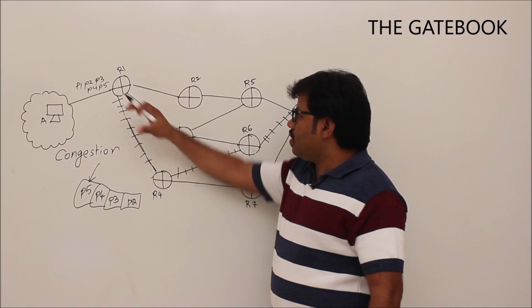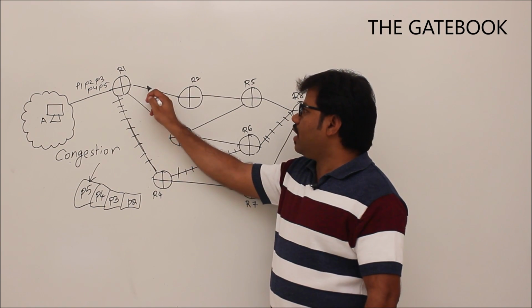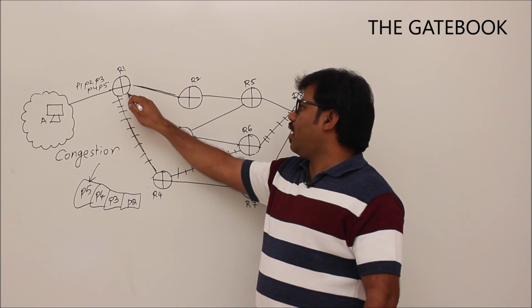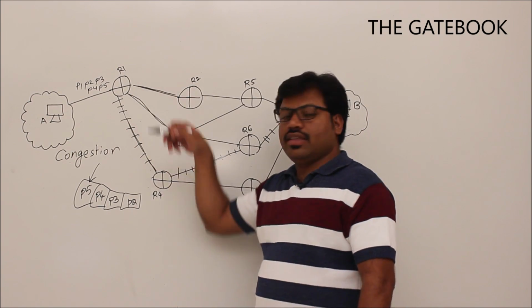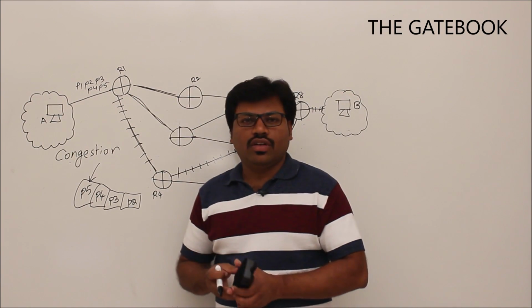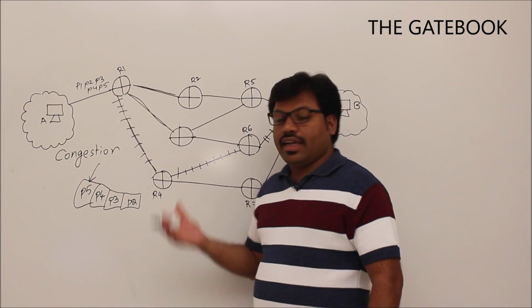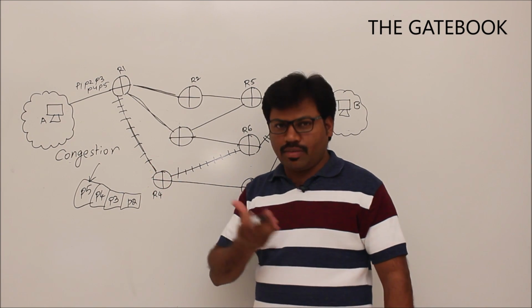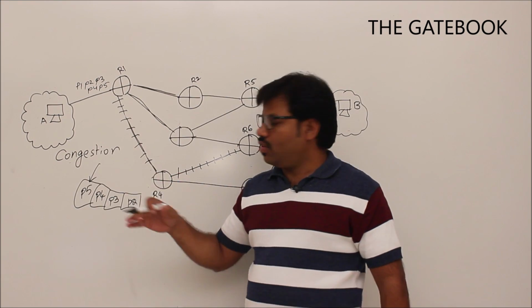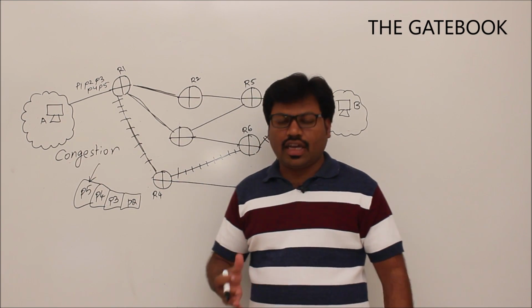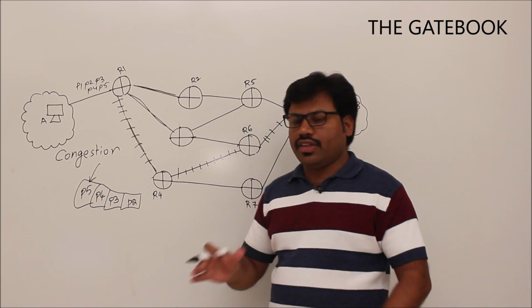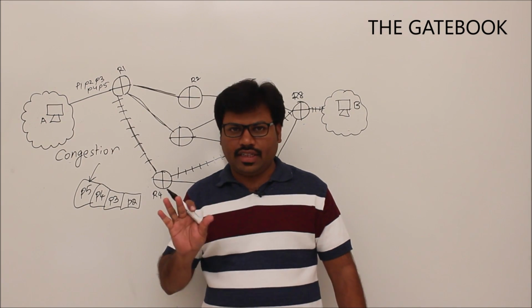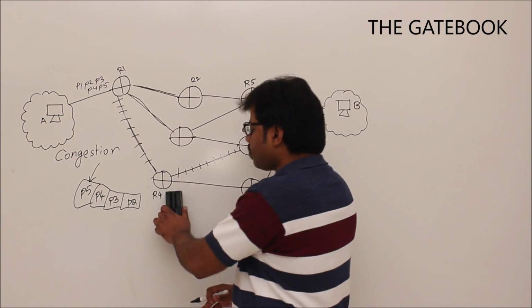Sir, why don't we balance the load? That means we send one packet in this direction, another packet in this direction, and another in this direction. In that way, we balance the load. Yes, you can do it, but you need some algorithm for that, a systematic way. That we will be studying. Congestion algorithms we'll see, like how to control the congestion. That's a big story. We will study that.